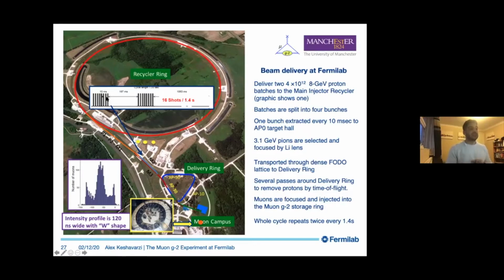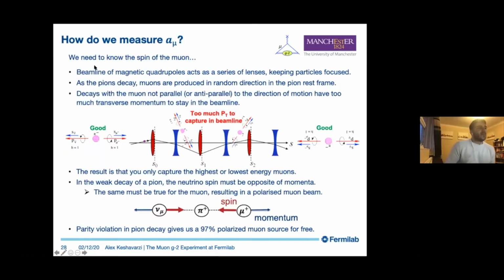And we get this time structure you can see here, where you have 8 bunches here, 8 bunches here, and that's every 1.4 seconds, all right? Now, we need to know the spin of the muon, obviously, because we need to know what the muons do, and we need to know the measurement of the spin inside the storage ring. And to do that, we need polarized muons.